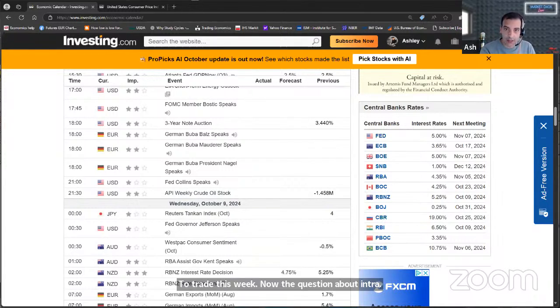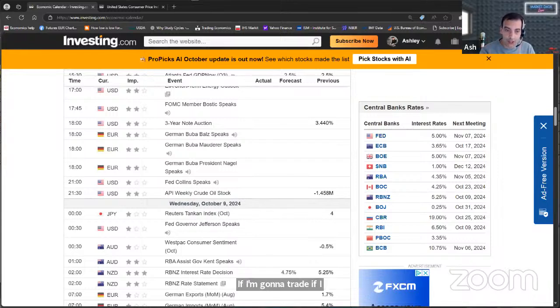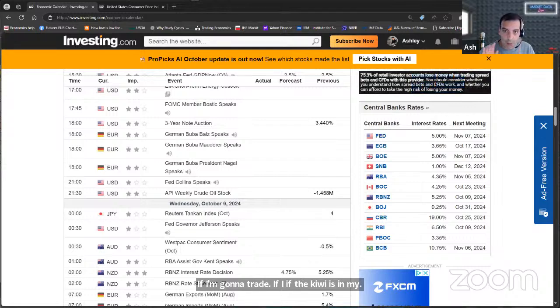Now the question about intraday. If the Kiwi is in my setups Monday and Tuesday before that release, I'm probably more likely to trade that one intraday. So that's the thing that would push me towards intraday trading. Do I have a big data point that could really mess my trade up? Even the dollar might go into that category as well.